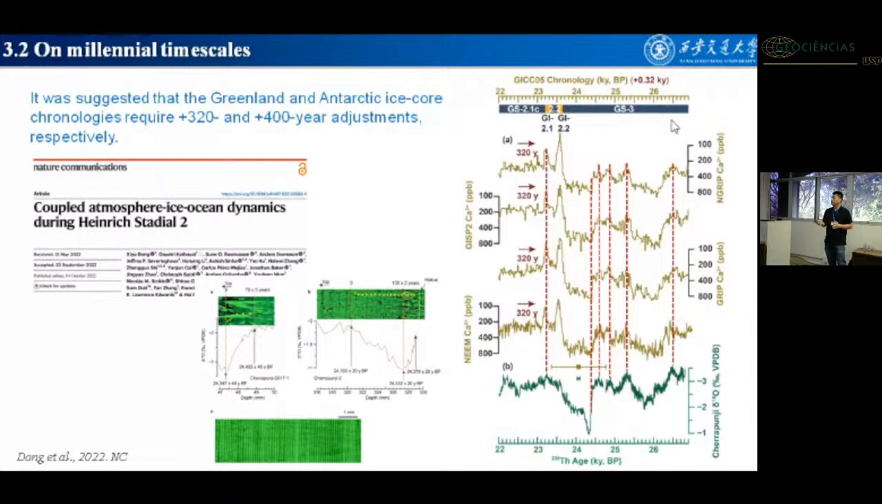So it means that if we correlate this structure closely, we should move the Greenland ice core older by about 320 years, and the Antarctic record should be moved by 400 years. So it means our speleothem record chronology can really correct the ice core chronology.